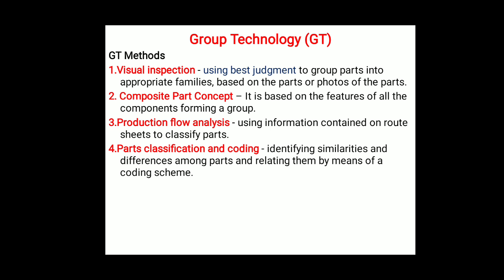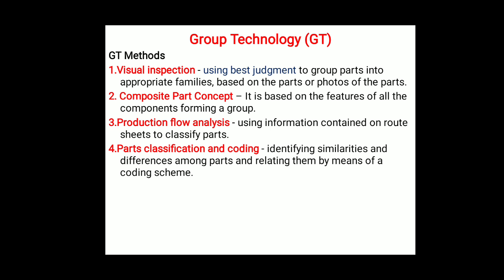The second is the composite part concept. It is based on the features of all the components forming a group. By using the different shapes and sizes, and whatever we are going to process for that particular part, from those features we identify the different parts and create the separate groups. This is the second type of group technology method.